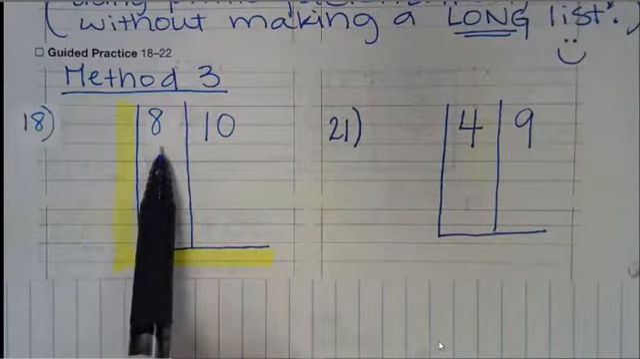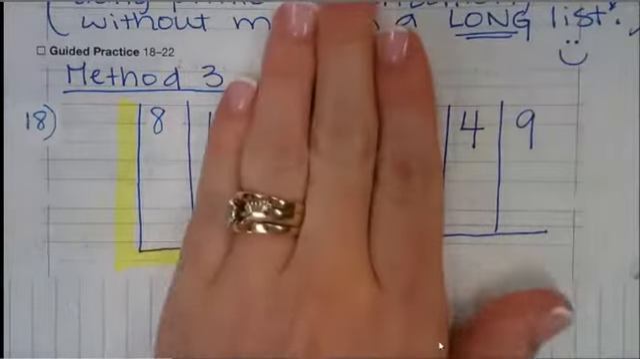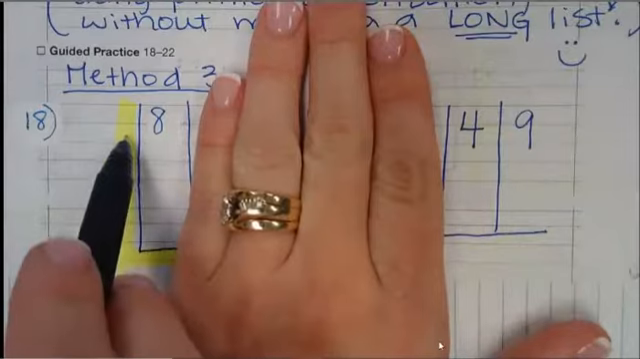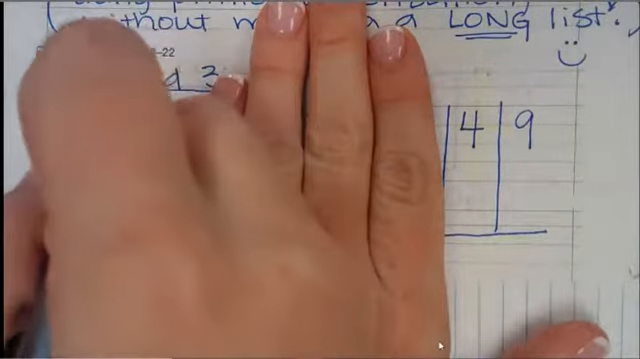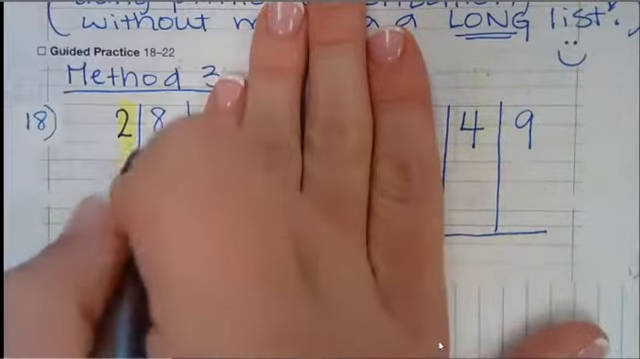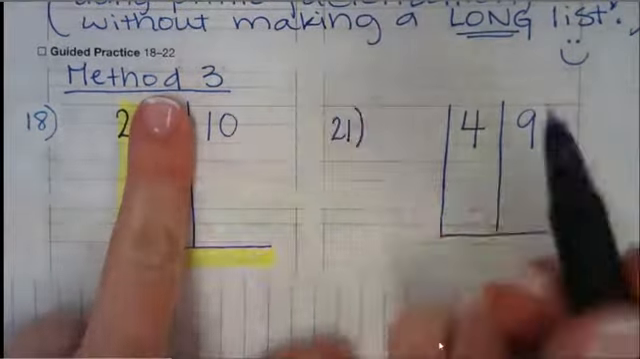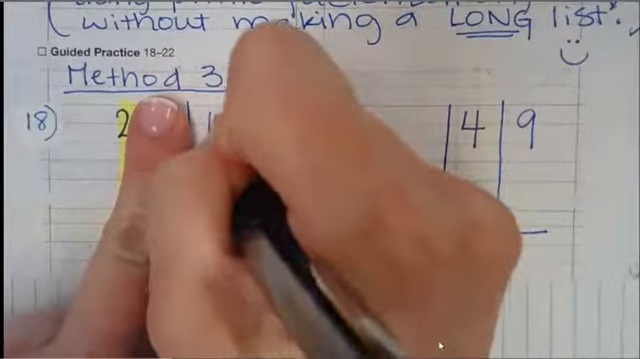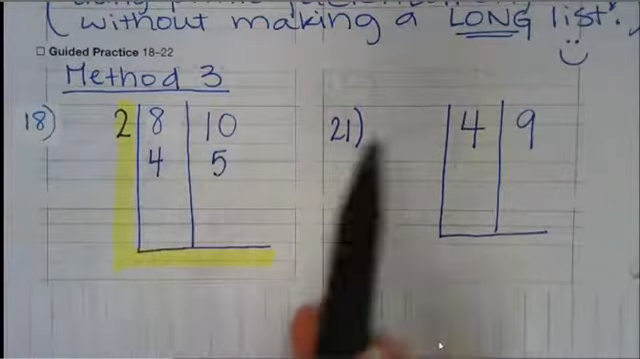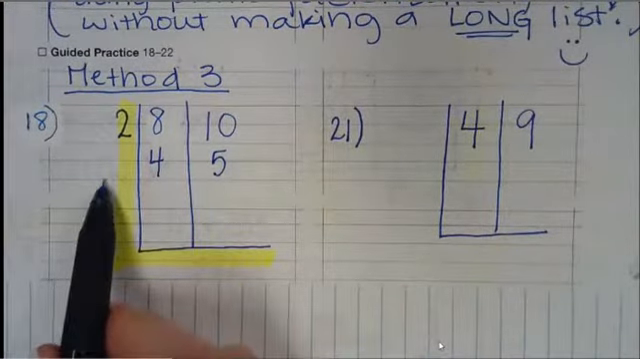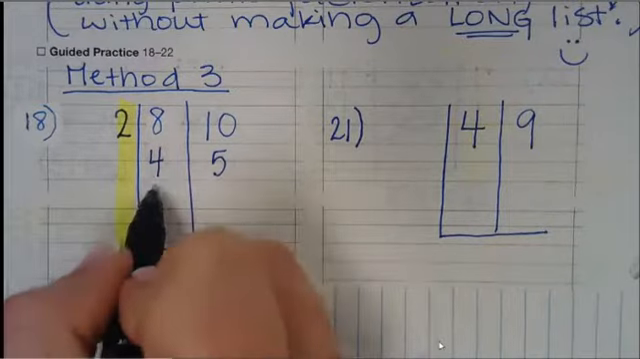Again, you can just cover this up and do 8 divided by the prime number of 2, and that would be 4. 10 can also be divided by 2, and that would be 5. So then I keep going. Can 4 and 5 both be divided by the same prime number? And the answer is no. So I know I need to stop.